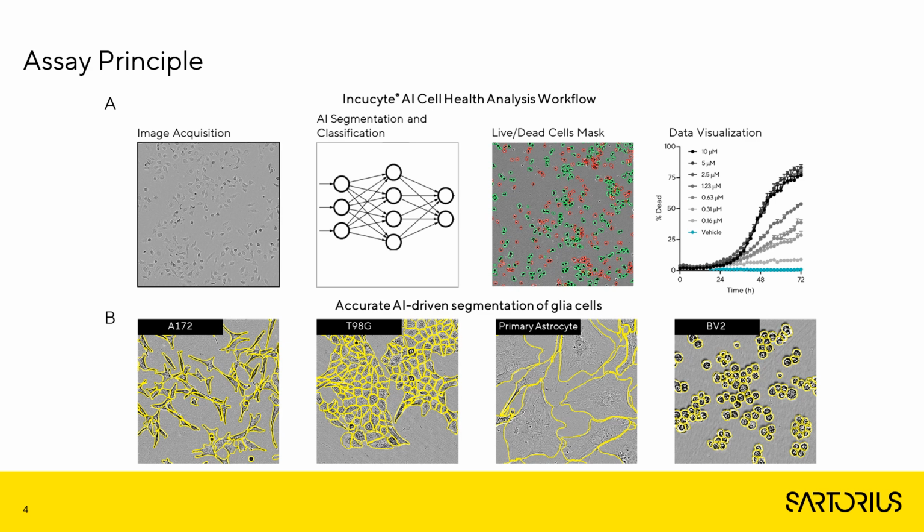If we go back to the AI cell segmentation model, this was trained and validated on a wide range of cell types. Because of that, it can adapt very well to different morphologies, and some examples are shown here, predominantly in neural cell types. For example, we've got A172s, or we've got T98G. It's also able to accurately segment primary astrocytes that are slightly lower in contrast or more transparent, as well as non-adherent or semi-adherent cells, such as the BV2 microglia.